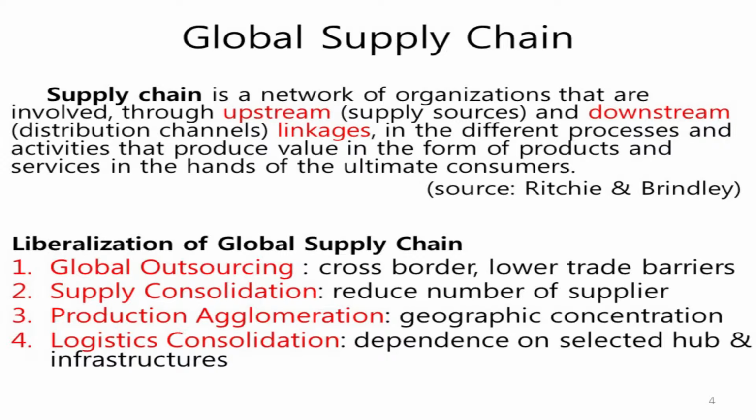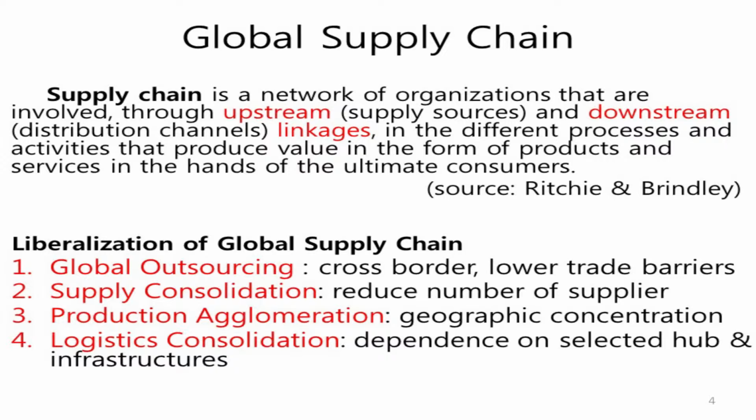The first one is global sourcing. In the old days, most of the parts were supplied domestically. For example, in automobiles, Toyota or Hyundai used to supply their parts domestically. But these days, parts are supplied through cross-border import and export from many parts suppliers all over the world. That is caused by lower trade barriers and lower cost of transportation.